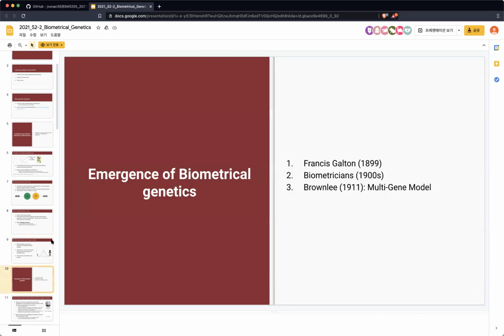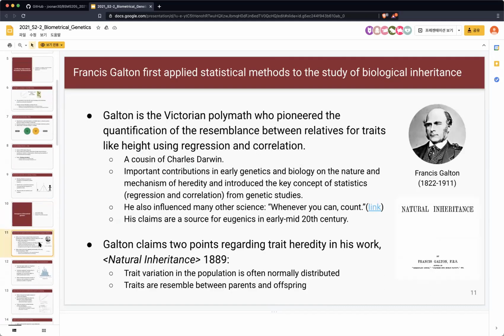Okay, so let's talk about the details of how biometrical genetics emerged at the time. The first person we can think about is Francis Galton. Francis Galton was a Victorian mathematician, but also, people say, a polymath. A polymath is a person interested in so many things, with intelligence in so many fields, and influence on so many things as well. But anyway, Galton is the person who pioneered the quantitative nature of genetics in our population.